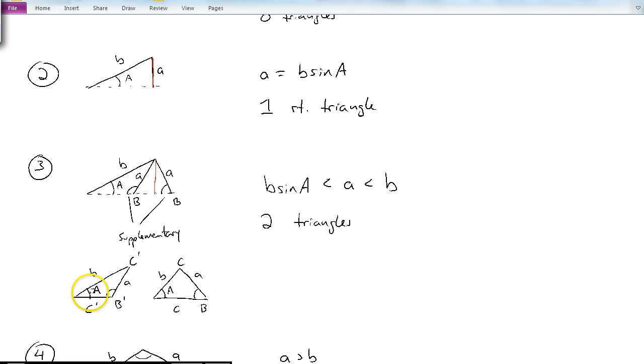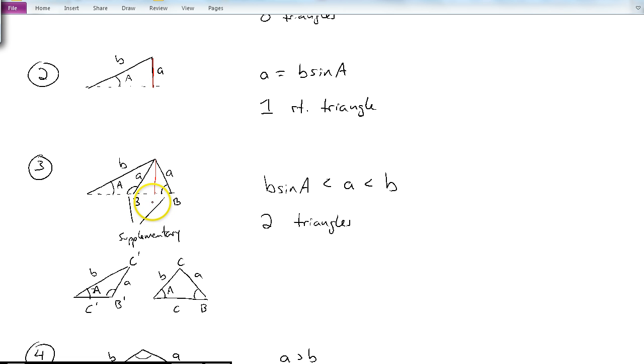You'd have angle A, side B, side A, all given, all the same. But in this triangle, we have a shorter side C. I'm calling that C prime, and this is a longer side C. We have a smaller angle C prime and a larger angle C, and then we have these two angles B prime and B. And the special thing about B prime and B is that they are supplementary angles.